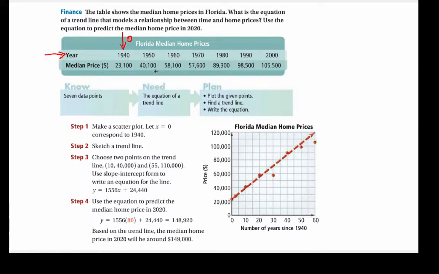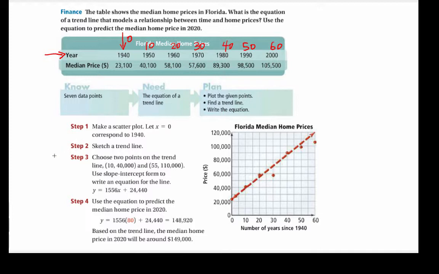How many years since 1940? So this 1950, when we go to actually graph and do calculations, is going to represent 10. 1960 is going to represent 20. And so on in this manner. So that's how this scatter plot is established down here. That's why you see 10, 20, 30, 40, 50, 60, and not 1940, 1950, and so on. So we made our scatter plot, letting x equals 0 correspond to 1940. And then what we did was we sketched a trend line.